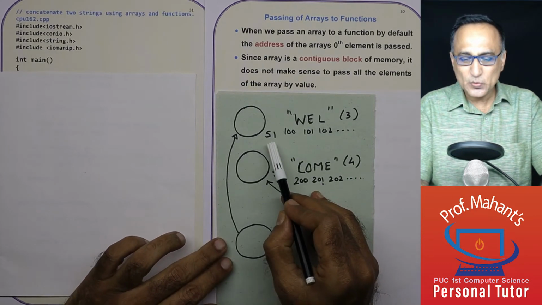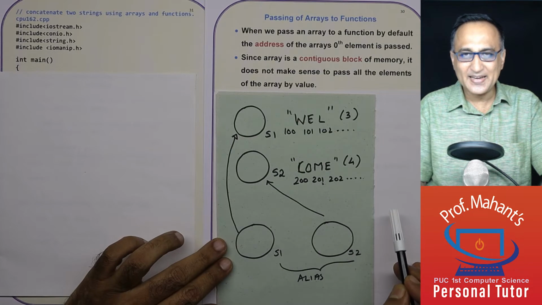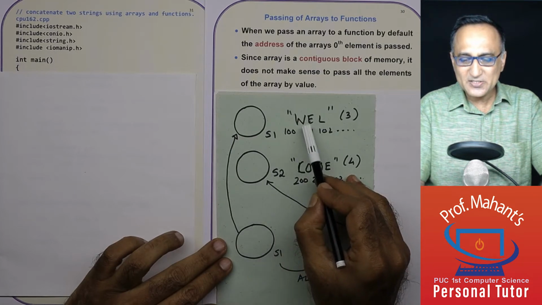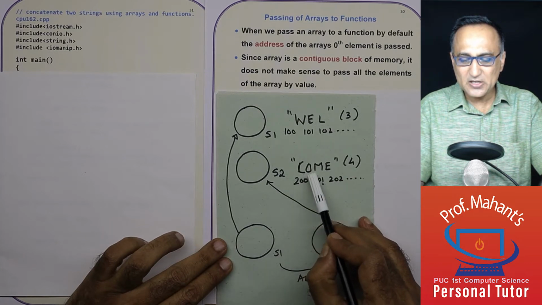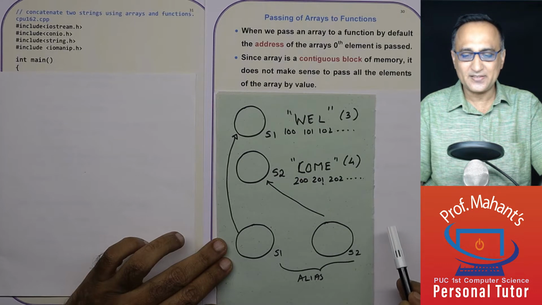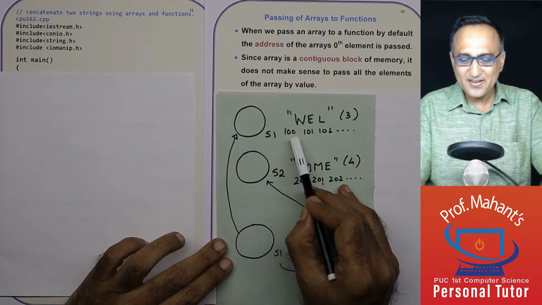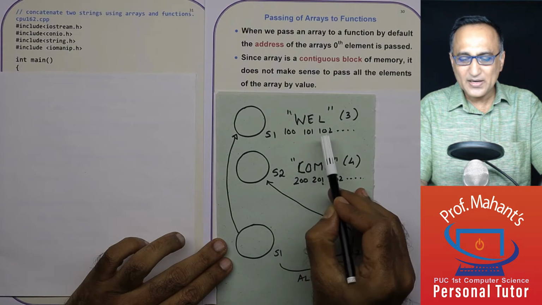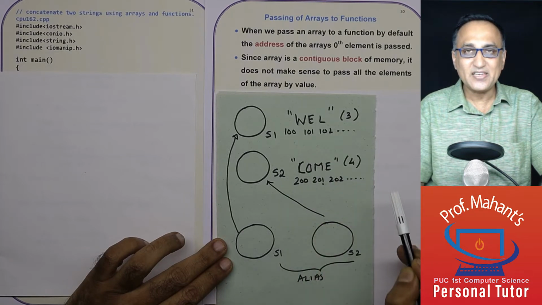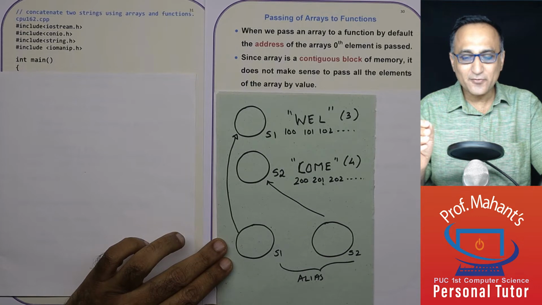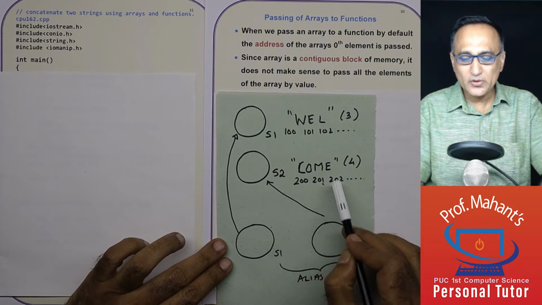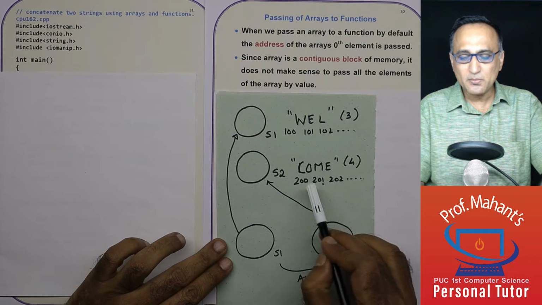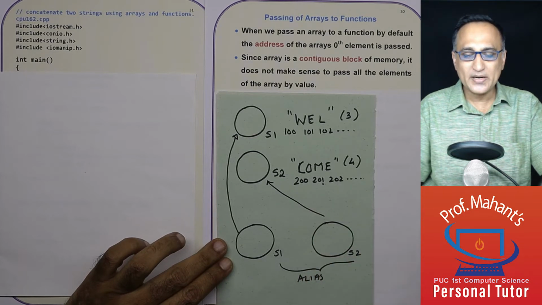So let's say S1 is my first array, S2 is my second array. S1 contains the message WEL and the null character. S2 contains the message COME and the null character. So S1 starts at 100, E is at 101, L is at 102, null is at 103. Why is it so? Because the size of each of these elements happens to be 1 byte. Similarly, if you tell me C starts at 200, I can easily tell you E is at 203 because each of them occupies 1 byte.